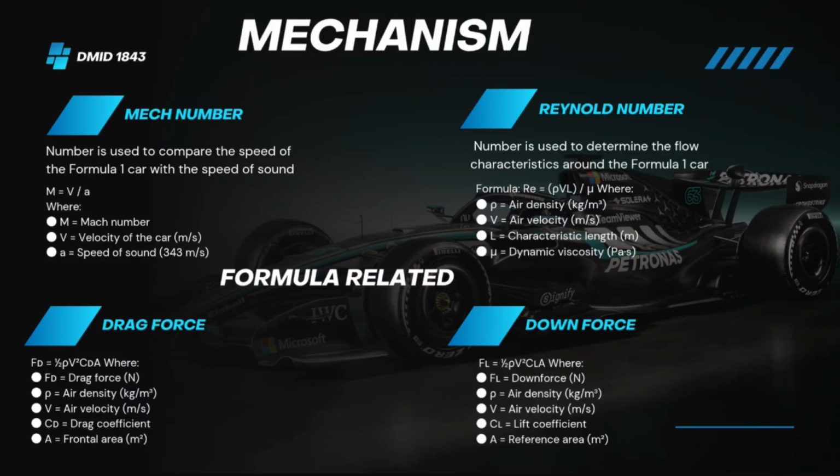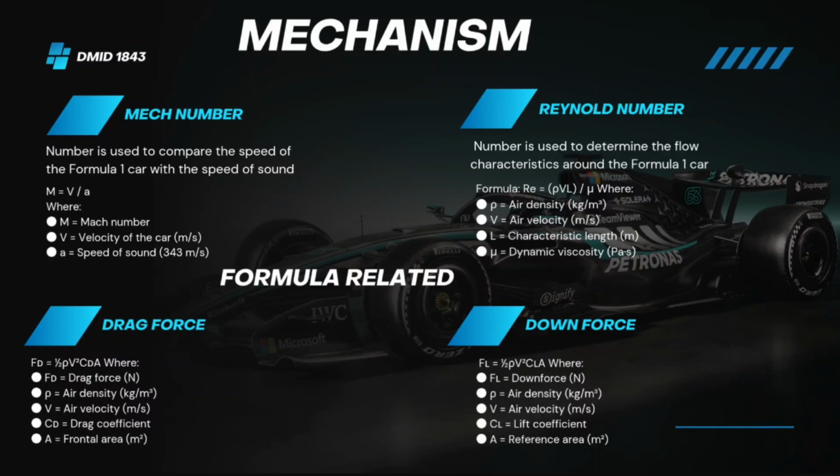And lastly, for the downforce, this is used to calculate the downforce generated by the Formula One car. In this formula, FL represents the downforce, ρ is the air density, V is the velocity of the car, CL is the lift coefficient, and A is the reference area. The faster the Formula One car moves, the greater the downforce produced.